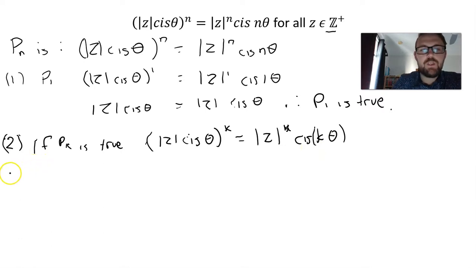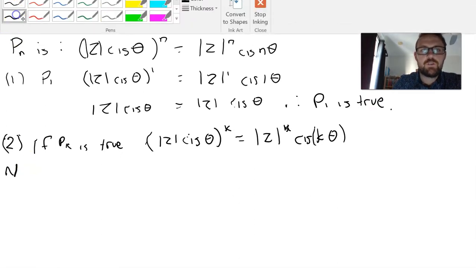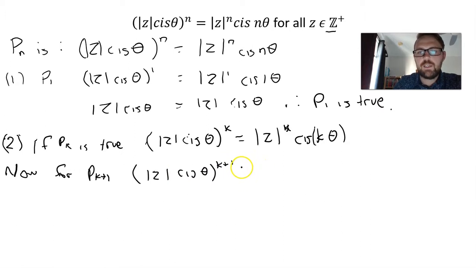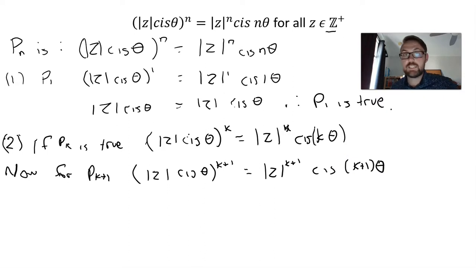So now for P of k plus 1, z cis theta to the power of k plus 1 equals modulus of z to the power of k plus 1 cis of k plus 1 theta. All right, so far it just looks exactly like induction, and it's going to keep doing so for these positive integers. All right, so let's expand this out.